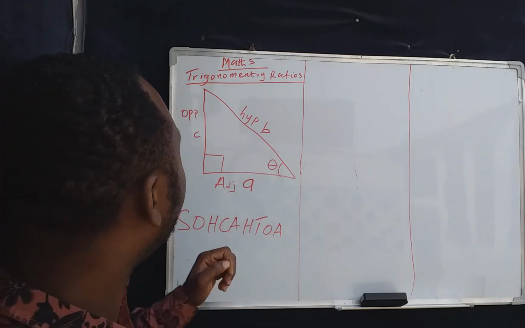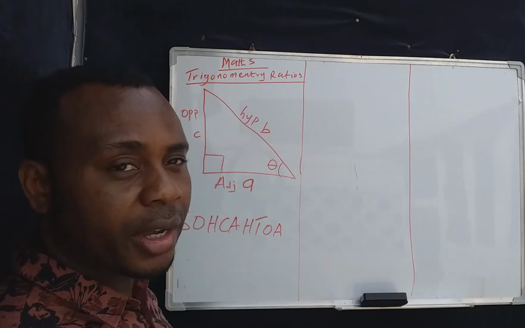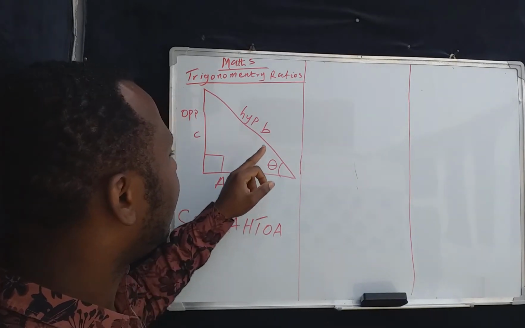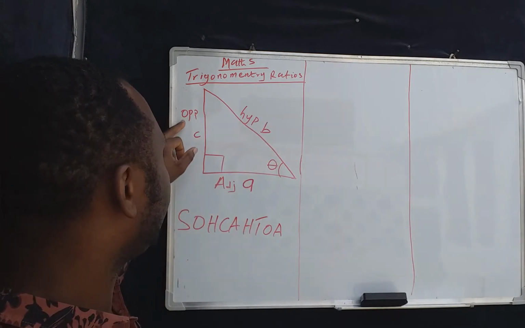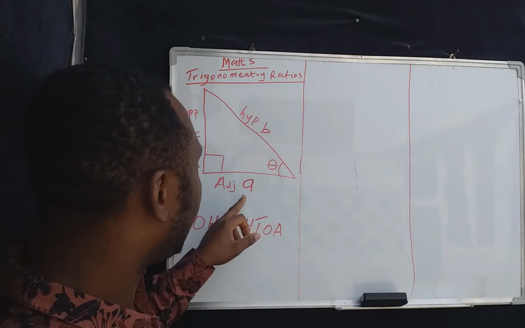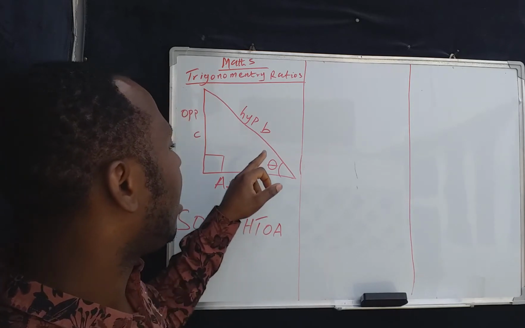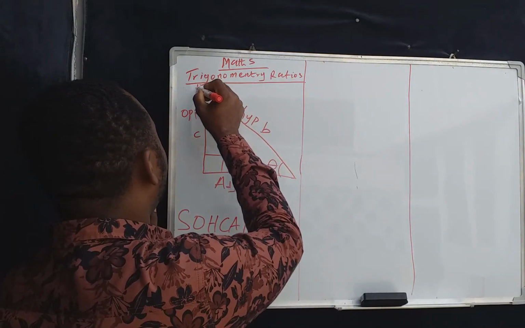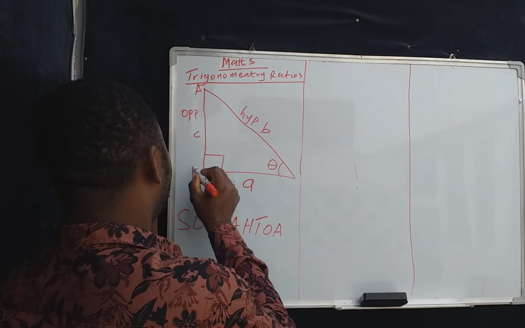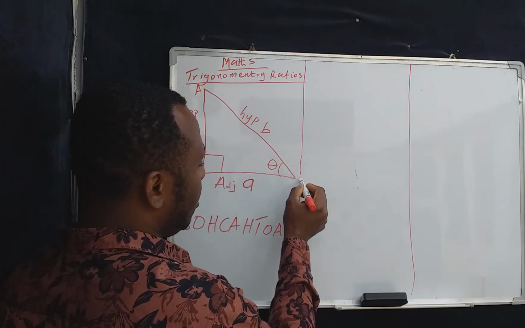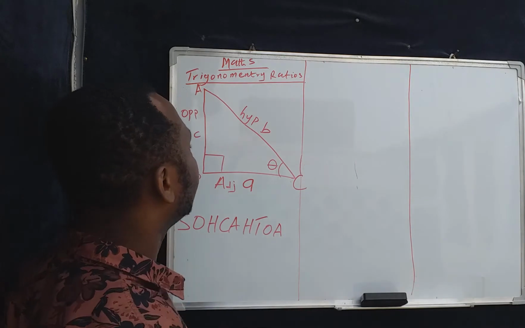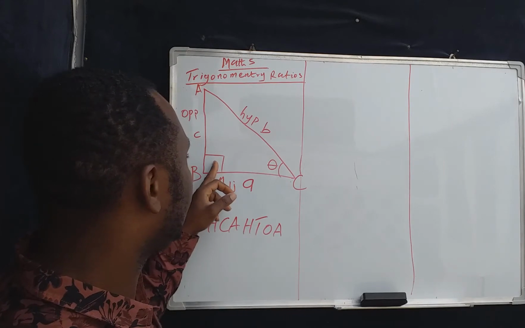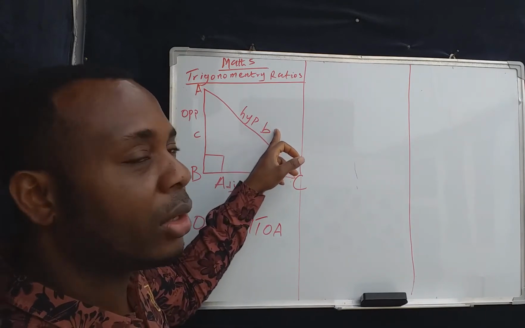Okay? Now, this is a right angle triangle. This is the opposite side. This is the adjacent side, and this is the hypotenuse. So the opposite side is represented by C. Adjacent side is represented by A, and the hypotenuse is represented by B. Now this is angle A, B, C here. Remember, the right angle triangle is facing the hypotenuse side, which is the longest side.